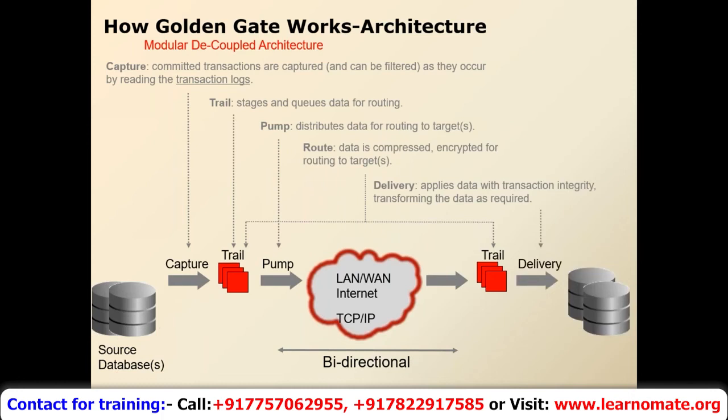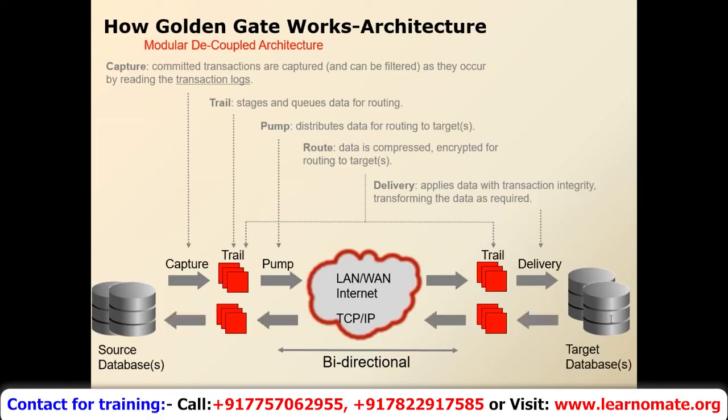So if you see here, there are three processes involved: capture, pump, and delivery. Each process has a source to read from and a target to write to. The capture process source is the transaction logs of the database, and the target is the local trail. The pump process source is the local trail, and the target is the remote trail. The replicate process source is the remote trail, and the target is the target database.